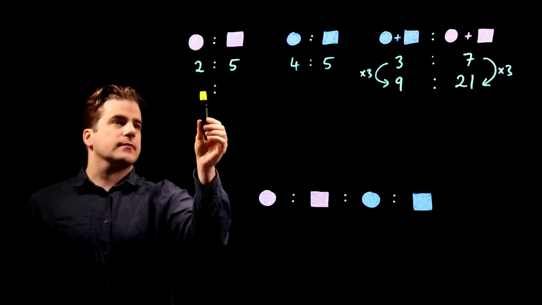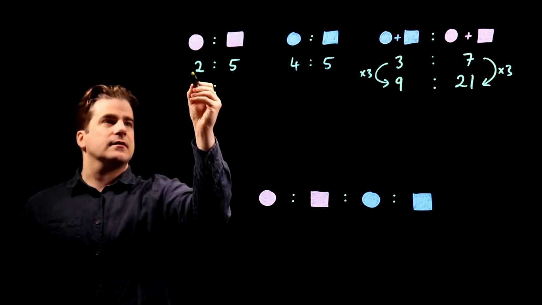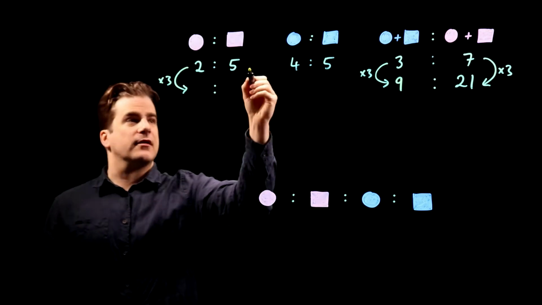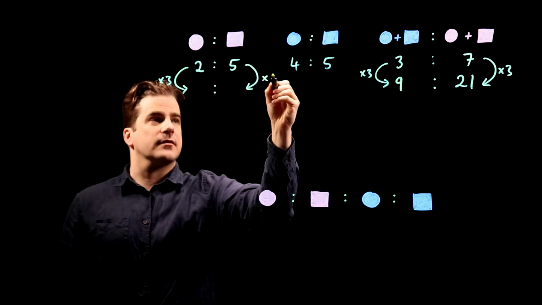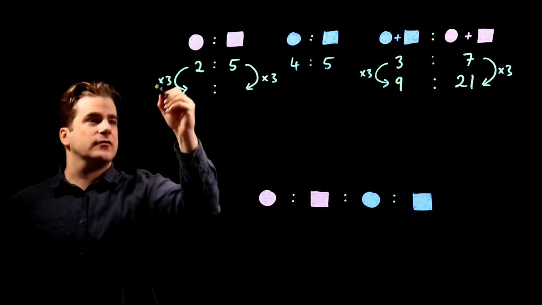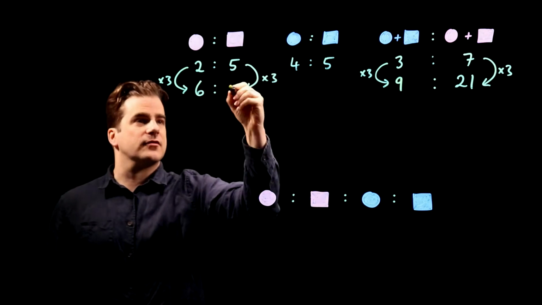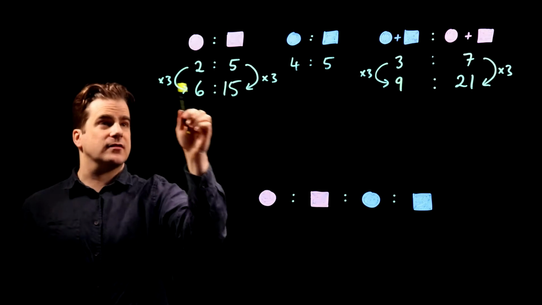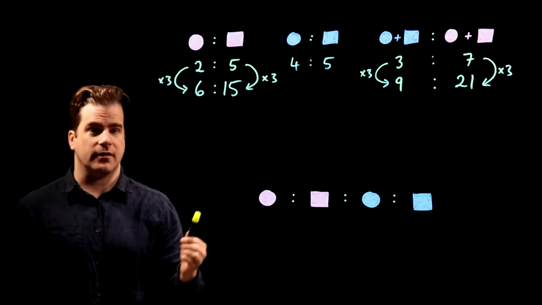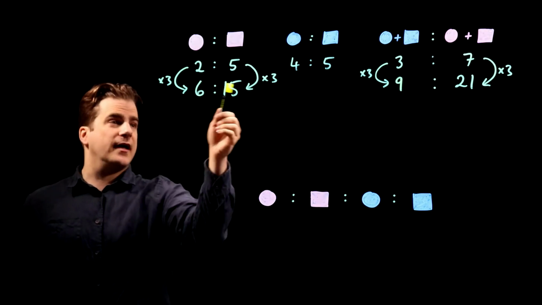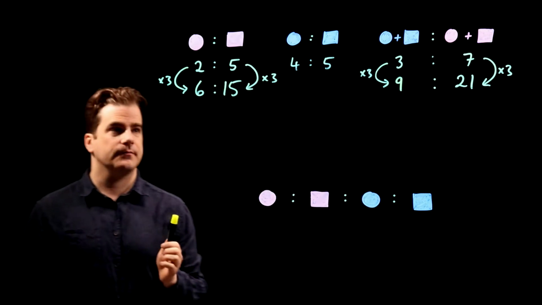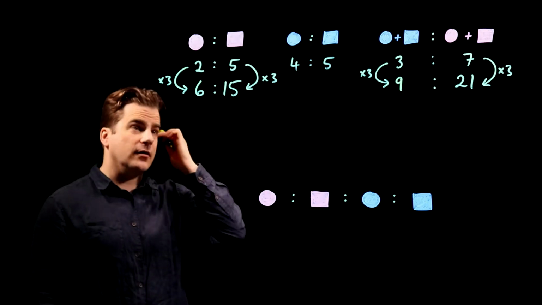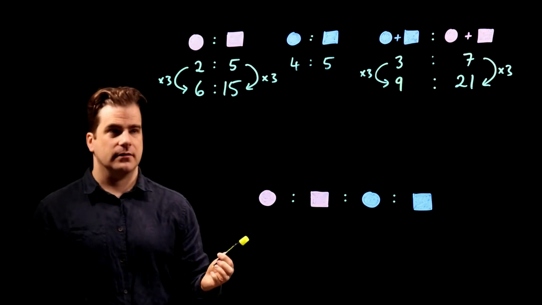Now, if we multiply 2 by, well, both sides by 3, then it works, okay? Because 2 times 3 is 6 and 5 times 3 is 15, okay? So the ratio is still correct because what we did to one side, we did to the other, right? But now they add up to 21. 6 plus 15 is 21, okay? So we've done it, okay?